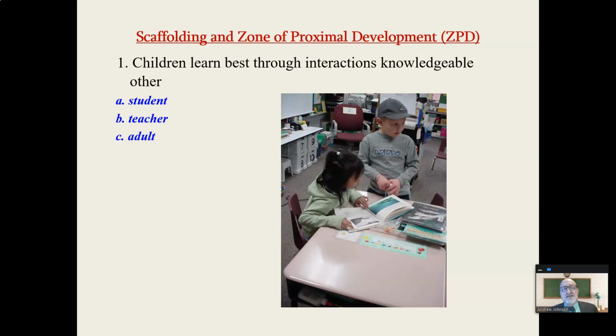This idea of scaffolding and zone of proximal development. Let's take a look at that. Now, children learn best, young children learn best through their interactions with students, adults, and teachers.